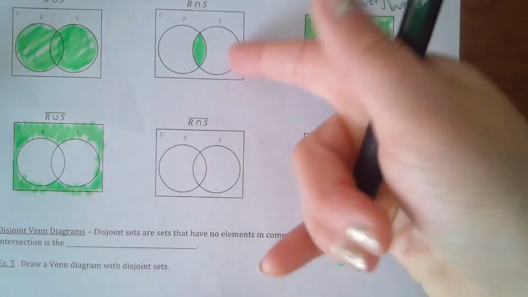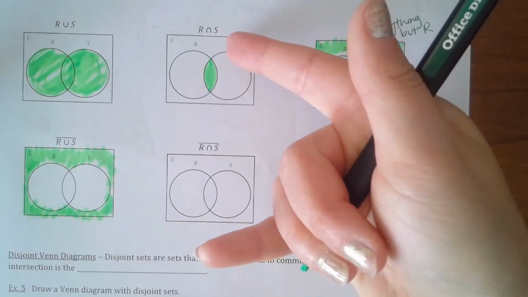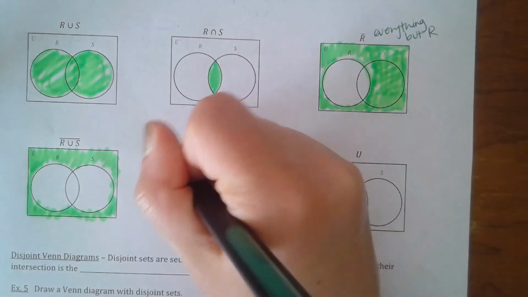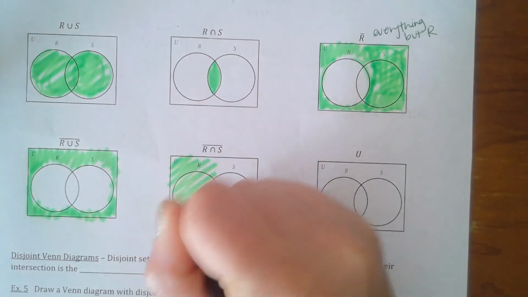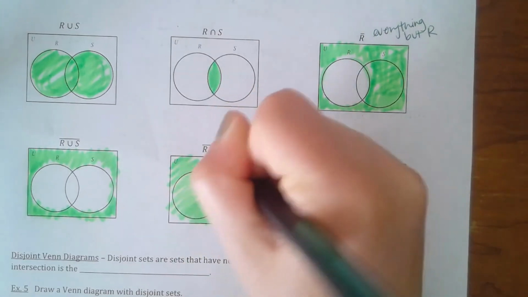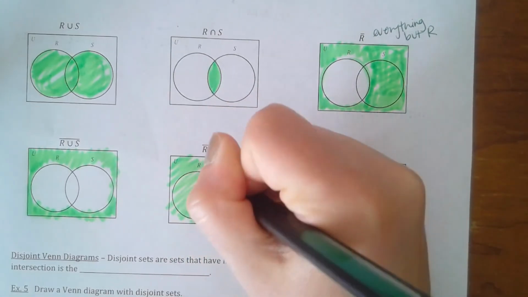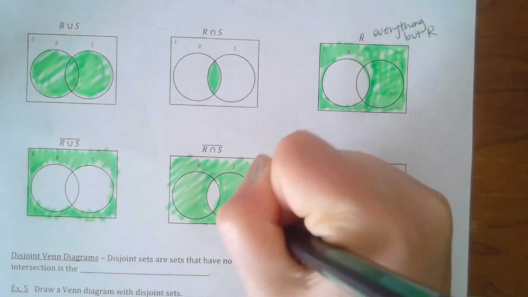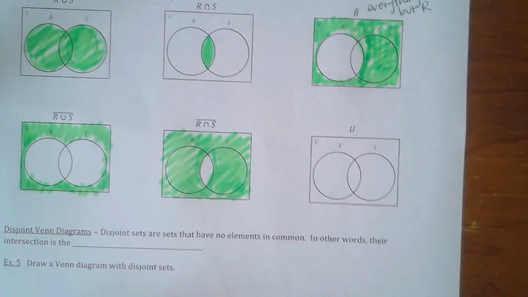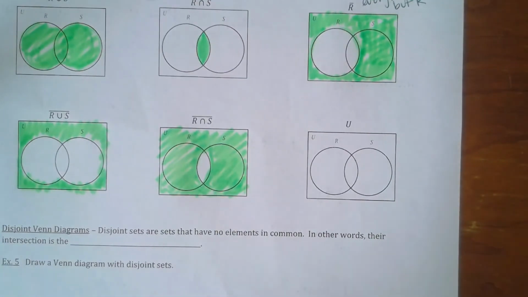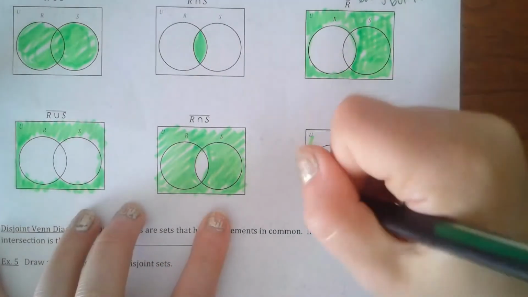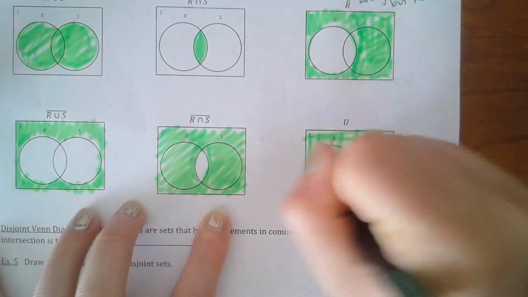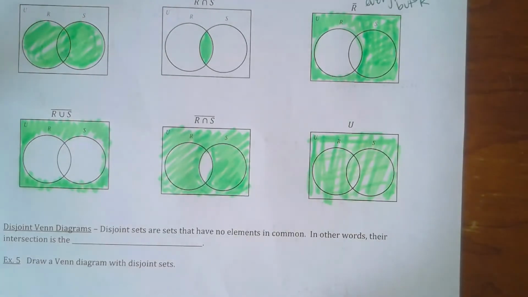And then again, this goes with this picture. The complement of R intersect S would be everything but this section. So everything but that section would be everything around that. That would just be the missing component of those things. So it's something like that. And the last one is the universal set. Well, the universal set is everything, so it would be the entire Venn diagram all shaded in here. That would be my universal set.